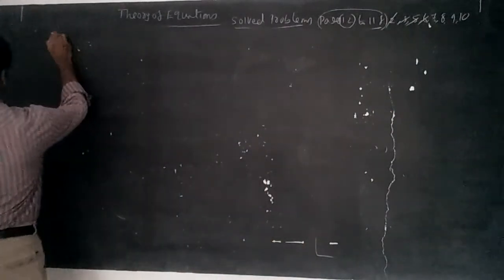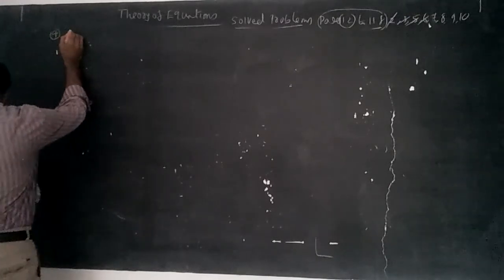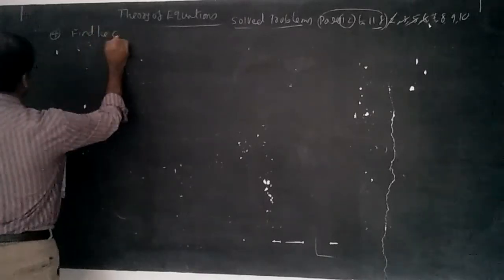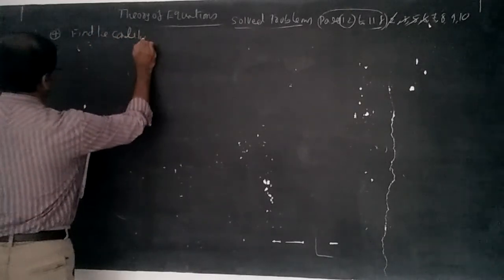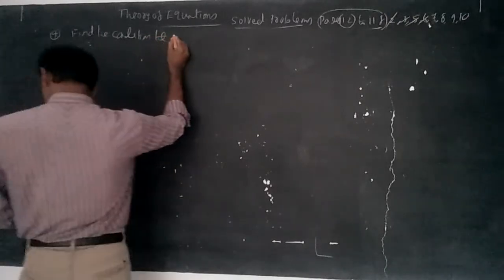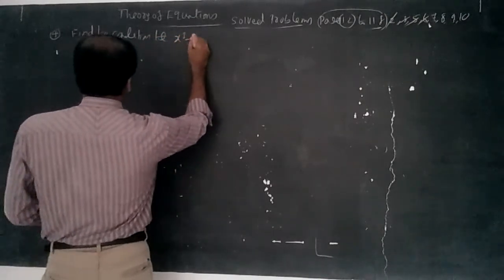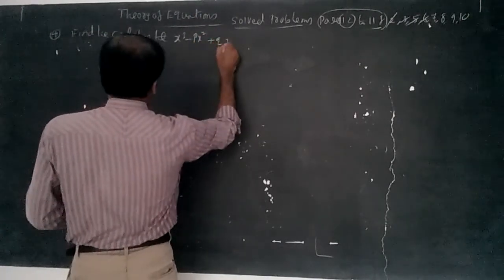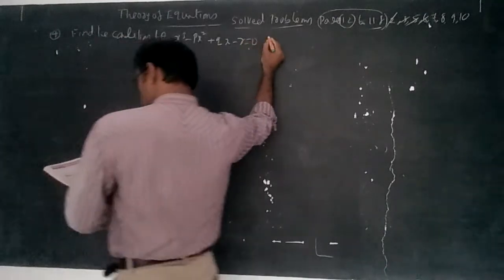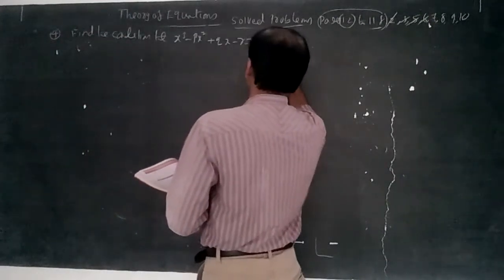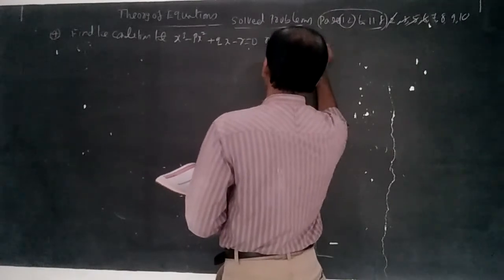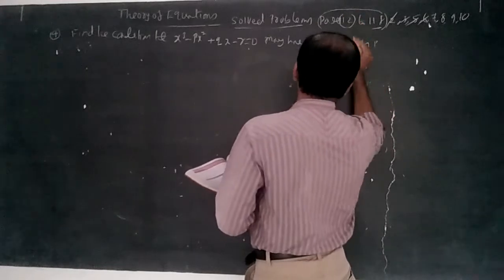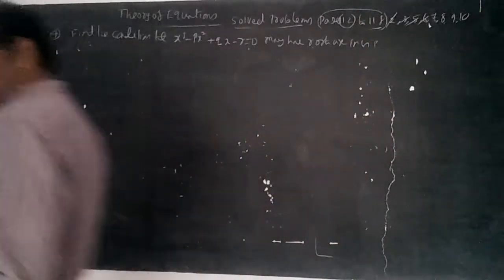Now let us discuss the fourth question in exercise 1. Find the condition that x cube minus px square plus qx minus r is equal to 0 may have the roots in GP, geometric progression.